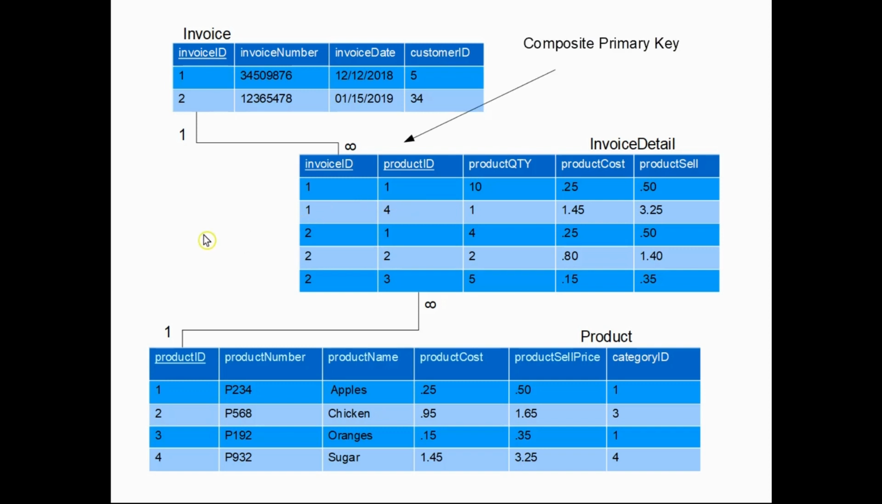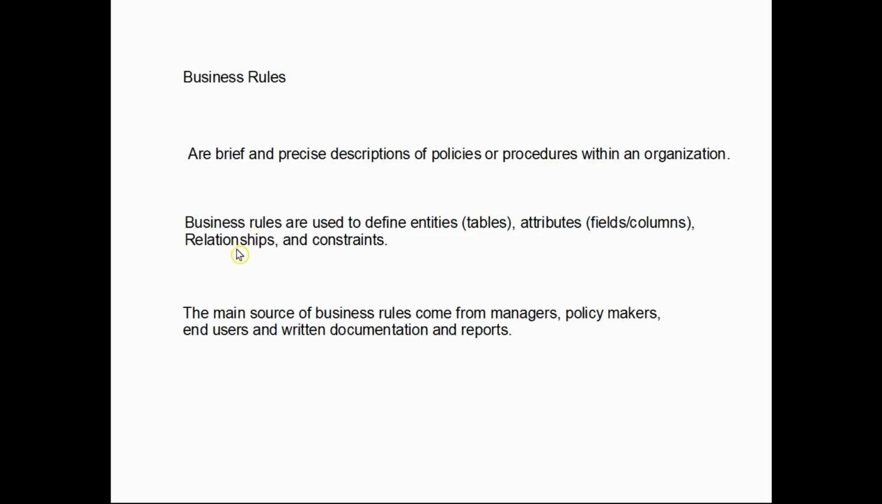Okay, so composite primary key. Now, when you're designing, you have to figure out business rules. Business rules are simply some kind of description of the policies or what the customer wants within an organization or whatever the customer does, okay? Once you figure out the business rules, they will help you define your entities, which are another name for tables. I forgot to say earlier, but some people call tables entities, and some people call tables relations. It also tells you what your columns or fields are, your relationship types, and your constraints.